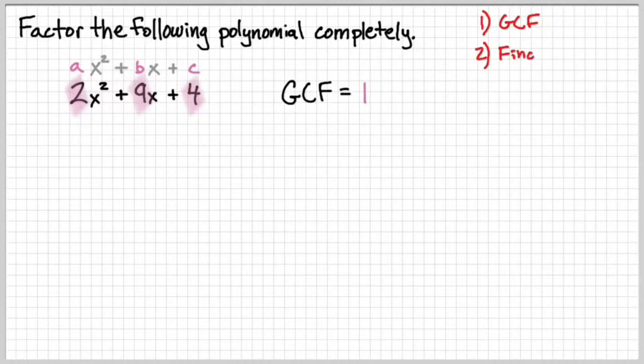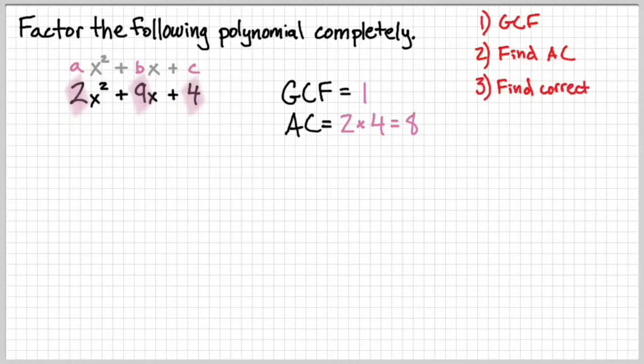Second, we need to find AC. This is A times C. A is 2 and C is 4, therefore AC is 2 times 4, which is 8. Third, we need to use AC to find the correct factor pair that sums to B.